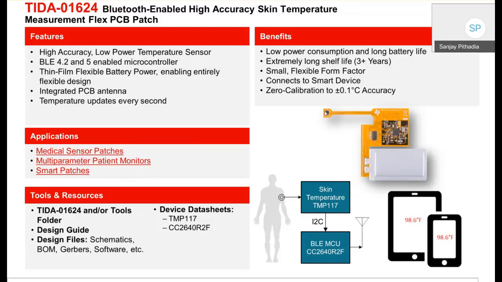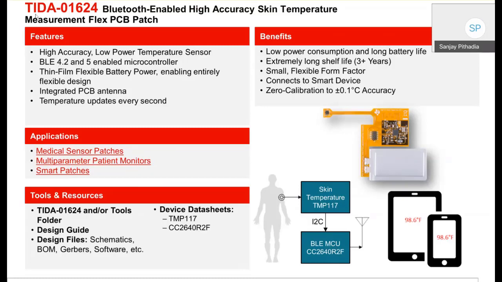One is our latest device, TMP117. It's a plus or minus 0.1 degree C accurate temperature sensor. And there is another device, CC2640R2F, which is the same device used in the previous reference design. This sends data over Bluetooth low energy, and it can be captured over iPhone, iPad, or any remote terminal. So the software is also available on ti.com.